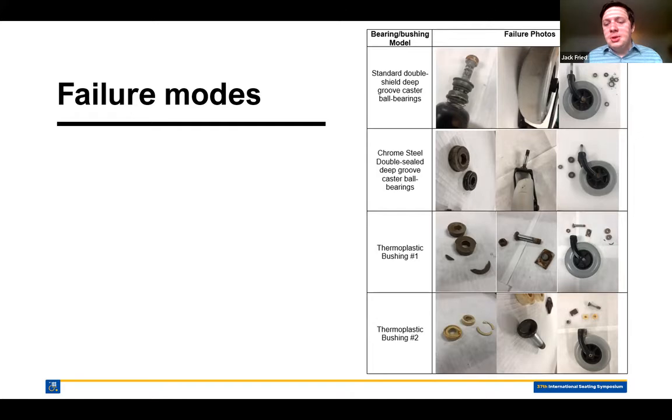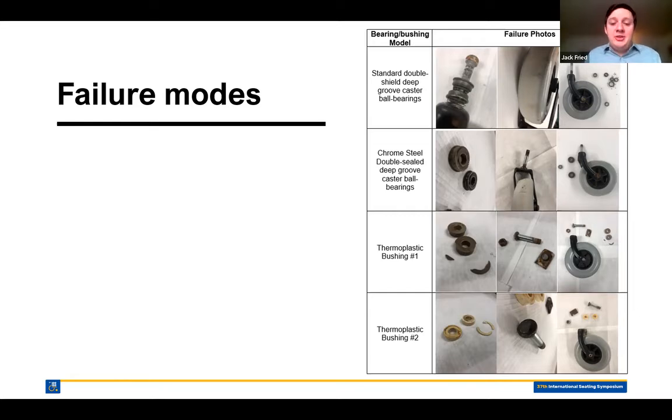The chrome steel option, 2 of those models passed the 6 years of testing we capped it off at. And 2 of the models failed similarly to how you can see there below. Really intense bearing wear that eventually led to bent forks and bent wheels that eventually made the caster fail.